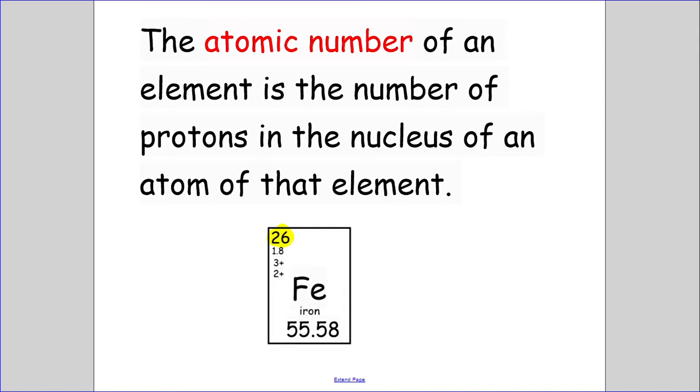The atomic number of an element is the number of protons in the nucleus of an atom of that element. So here we're talking about iron, and the part that I've highlighted here, the 26, that tells you the atomic number. Right there, that atomic number of iron. It also works out that the atomic number is the number of protons. So here we could say that iron has 26 protons in it.